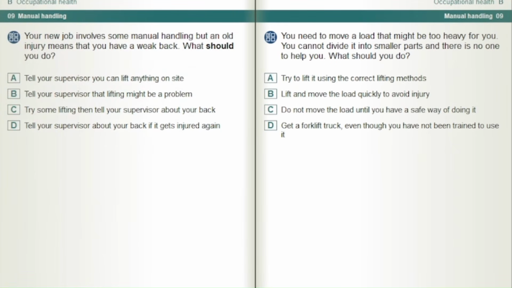Your new job involves some manual handling, but an old injury means that you have a weak back. What should you do? Tell your supervisor you can lift anything on site. Tell your supervisor that lifting might be a problem. Try some lifting, then tell your supervisor about your back. Tell your supervisor about your back if it gets injured again.